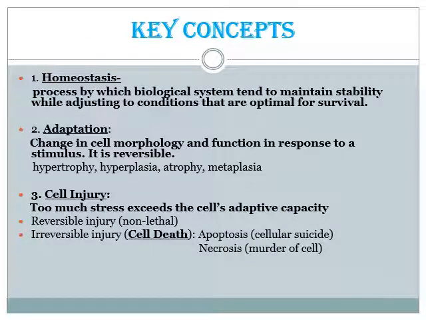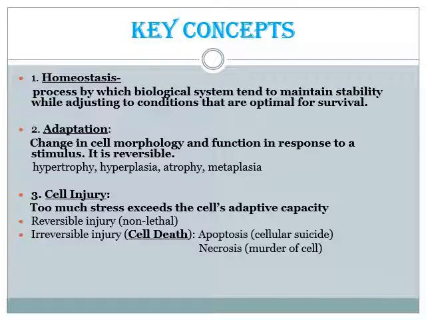So here are some key concepts. First one is homeostasis. It is a self-regulating process by which biological systems tend to maintain stability while adjusting to conditions that are optimal for survival.